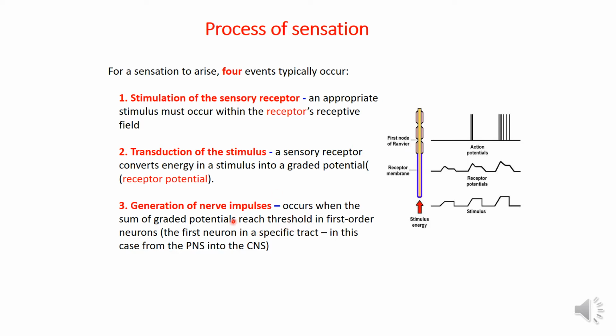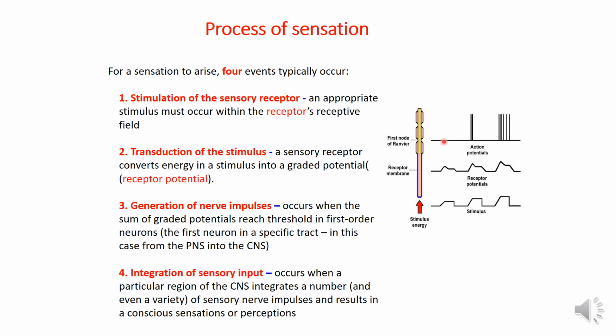So when the sum of the graded potentials reaches the threshold in the first node, the first neuron in the specific tract, in this case from the peripheral nervous system into the central nervous system, carries the nerve impulse by the first order neuron, or this sensory neuron. This impulse is going to travel along the sensory pathway until it reaches its center in the cerebral cortex.